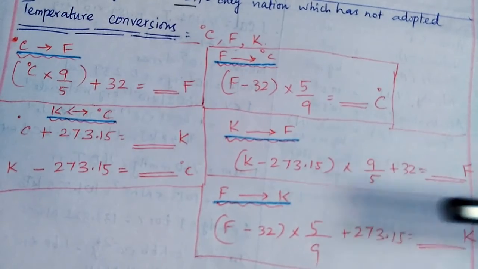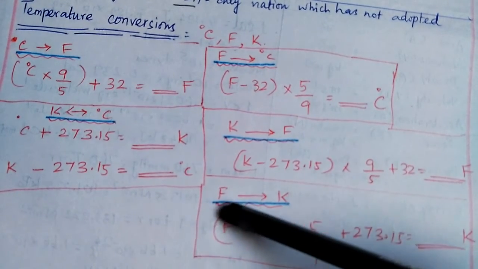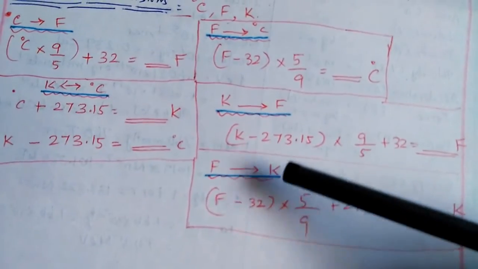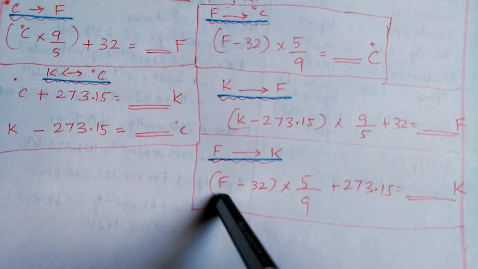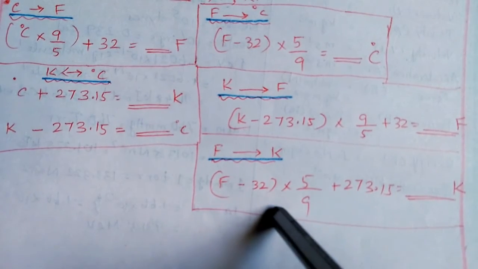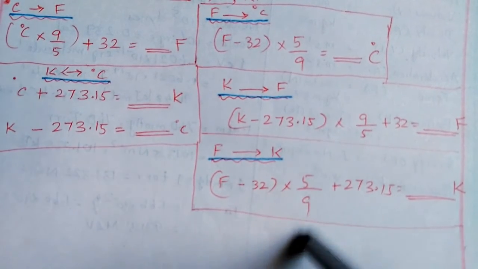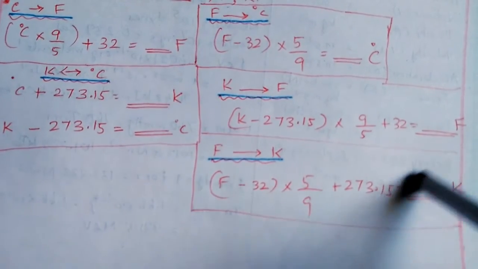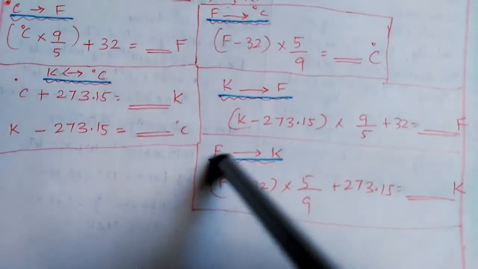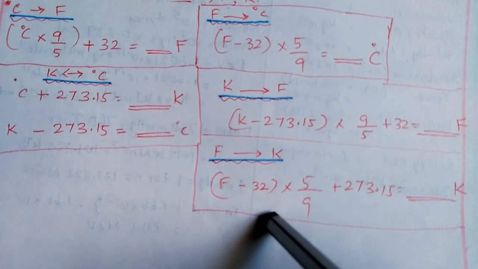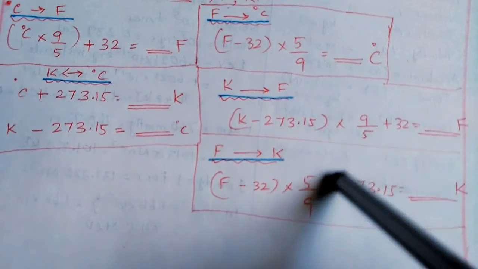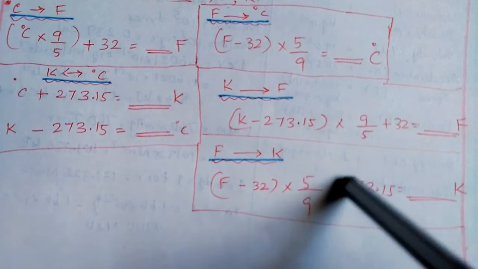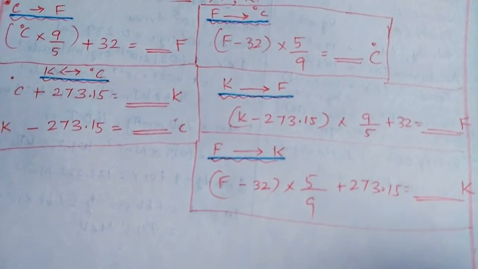Clear? Now next, if we have a Fahrenheit value and we need a Kelvin value, what should we do? We should do the Fahrenheit value minus 32, into 5/9, and plus 273.15, which gives us the value in Kelvin. So first we should simplify the value within the bracket, that should be multiplied by 5/9, and only then should this simplified factor be added to the 273.15.